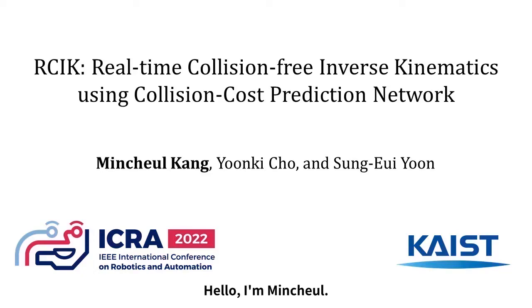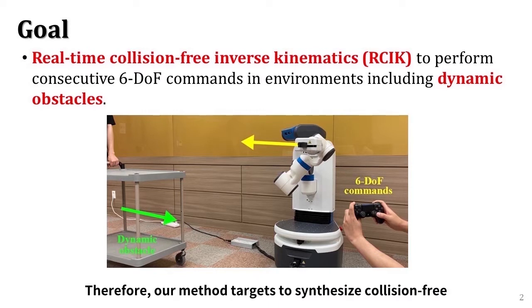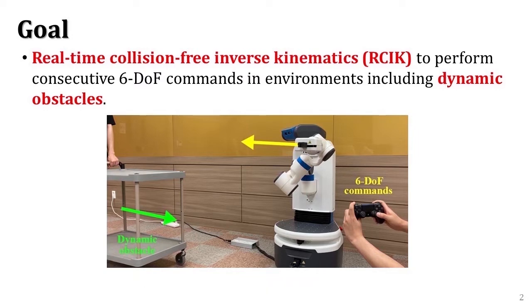Hello, I'm Minchell. I'm going to talk about RCIK, real-time collision-free inverse kinematics using collision cost prediction network. Our goal is real-time collision-free inverse kinematics in environments including dynamic obstacles. Therefore, our method targets to synthesize collision-free joint configurations for consecutively given 6 DOF commands.